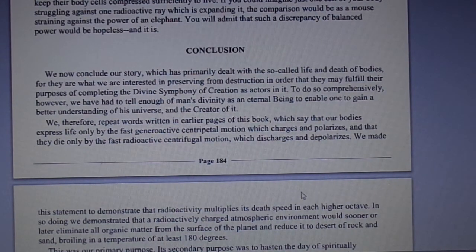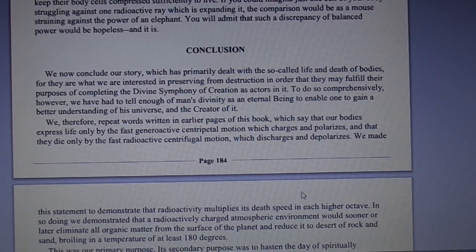Conclusion. We now conclude our story, which has primarily dealt with the so-called life and death of bodies, for they are what we are interested in preserving from destruction in order that they may fulfill their purposes of completing the divine symphony of creation as actors in it. To do so comprehensively, however, we have had to tell enough of man's divinity as an eternal being to enable one to gain a better understanding of his universe and the creator of it.